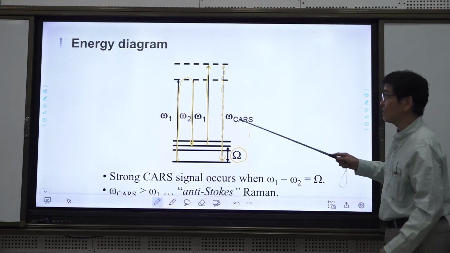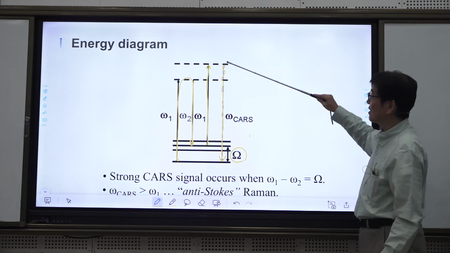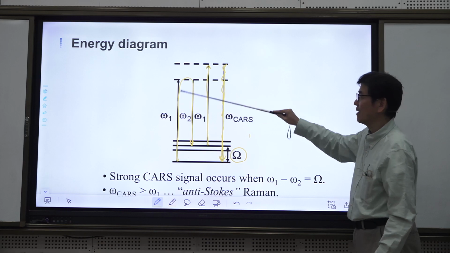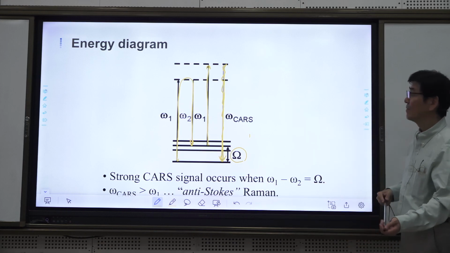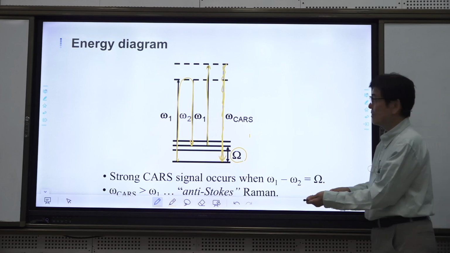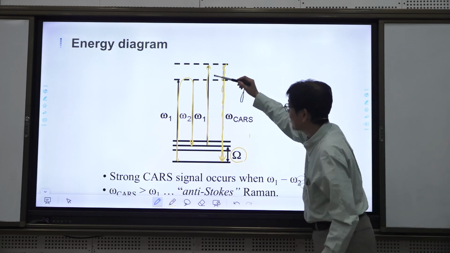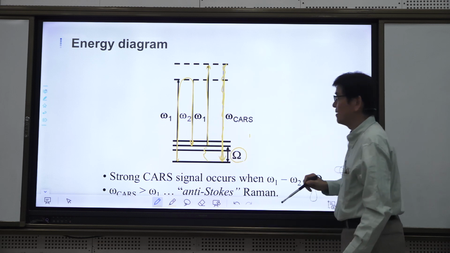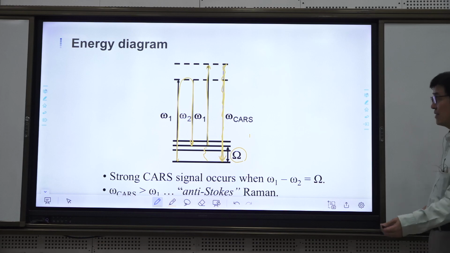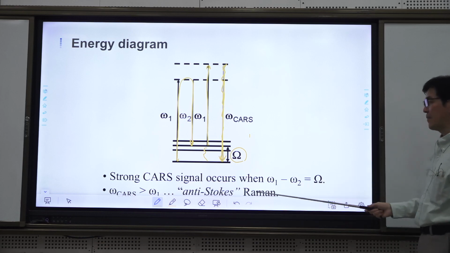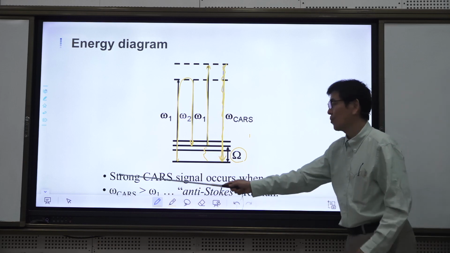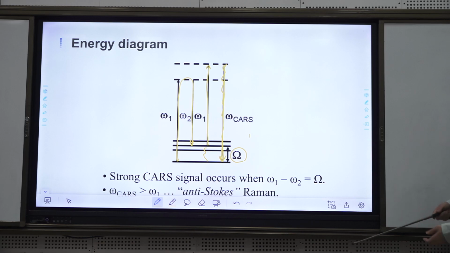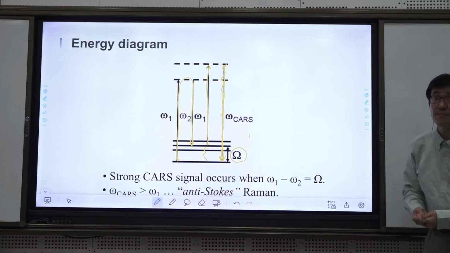And from this diagram, you see the energy of the CARS signal is larger than omega 1. Okay? And the energy difference between omega 1 and CARS corresponds to the vibrational frequency. That's why this is so-called anti-Stokes Raman. The name is coherent anti-Stokes Raman scattering. That's it.